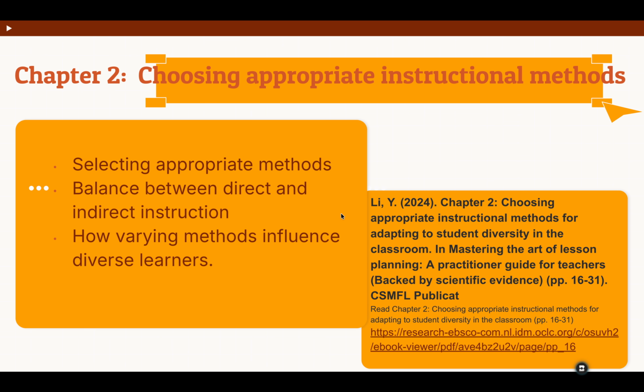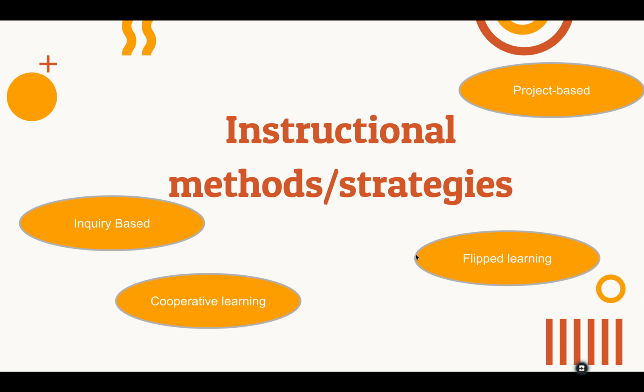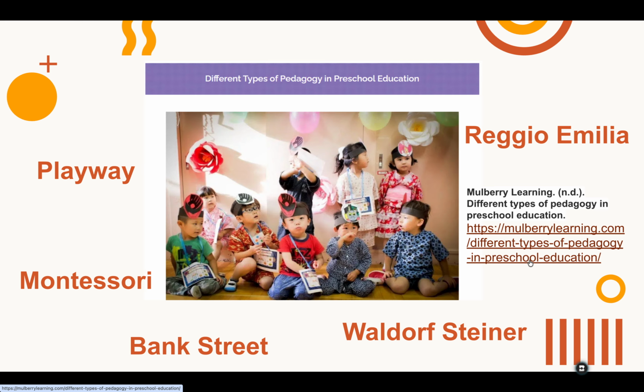So the other thing, so this article here, chapter 2, choosing appropriate instructional methods, this is in your reading. It talks about selecting appropriate methods, balancing the need between direct and indirect instruction, and how varying methods influence diverse learners. So this article is going to be really important to help you out this week. There's several articles about these different instructional methods and strategies: inquiry-based, cooperative learning, flipped learning, and project-based. This article here is about more early learning. So Reggio Emilia, Playway, Montessori, Bank Street, Waldorf. This is also in your reading.